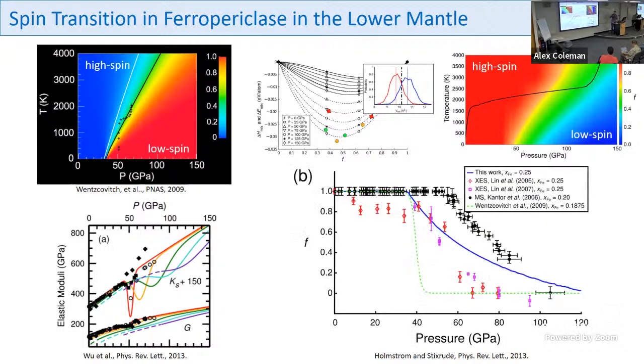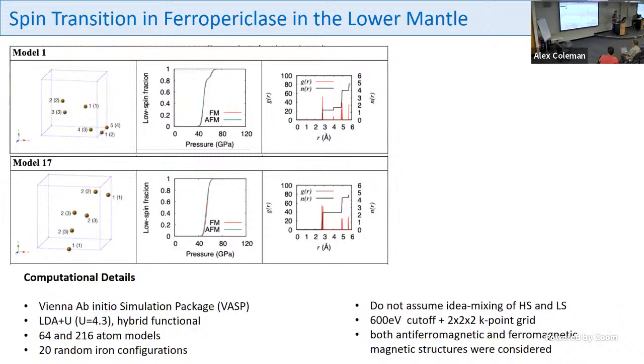In this figure, the green dashed line is the results of Venskovich, which get the narrow transition, and the blue line is the results of Holmstrom and Sticktree, which get a very broad transition. The experimental results seem to have a slightly different gradient. One other thing about both of these is they only looked at one arrangement of ions, and the arrangements they looked at were quite symmetric. So we decided to look at a multitude of arrangements of ions, random arrangements of ions.